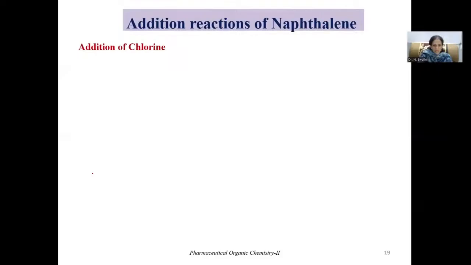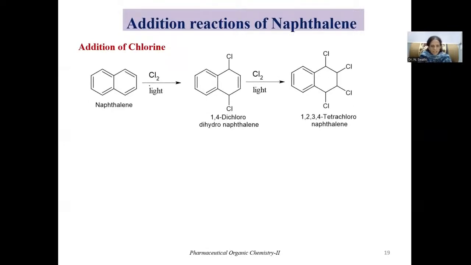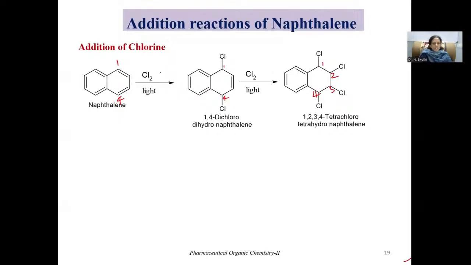Now let us consider these reactions one by one. First, the addition reactions of naphthalene. Here 3 model addition reactions were given. The first reaction is addition of chlorine. The structure of naphthalene is given. Upon addition of chlorine in the presence of light, in the first step, chlorine will be attached to the 1 and 4 positions of the naphthalene ring system, and that is how we get 1,4-dichloro-dihydronaphthalene.